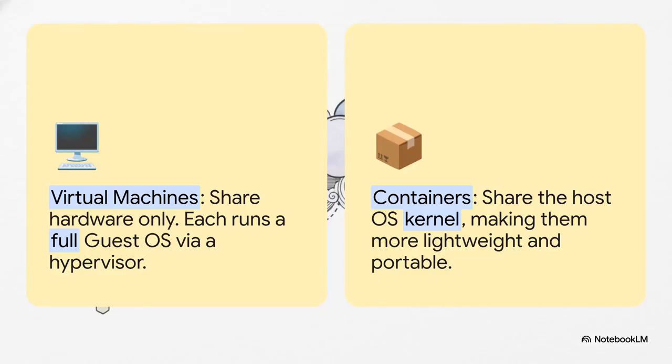Now, why are containers such a game changer? This slide nails it. On the left, you have virtual machines. They're heavy because each one needs its own entire operating system. On the right, you have containers. They're way leaner because they all share the operating system of the host machine. That makes them incredibly lightweight and super, super fast.